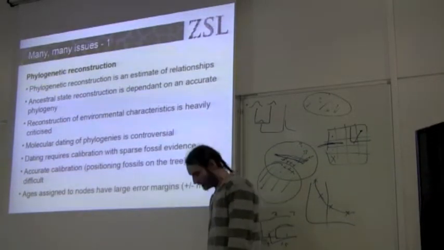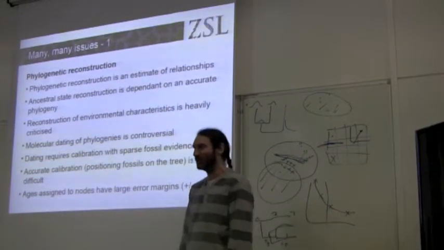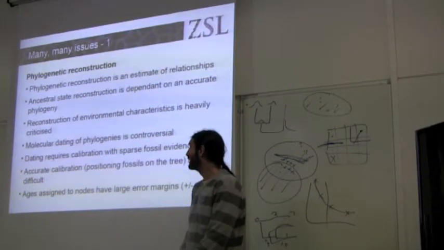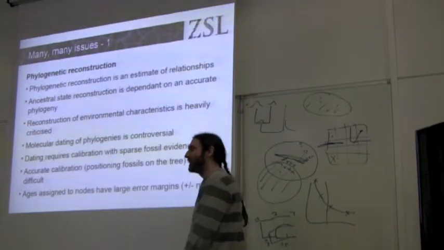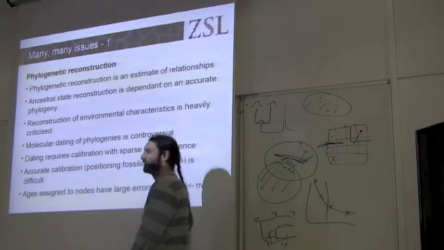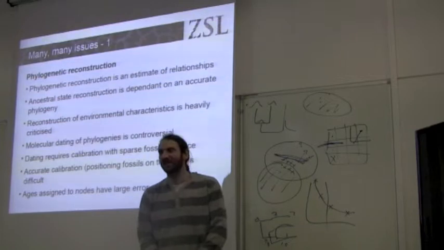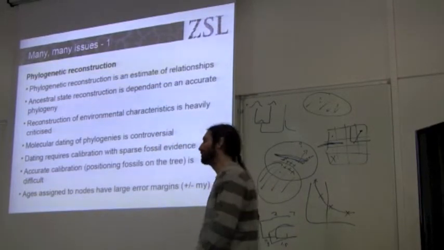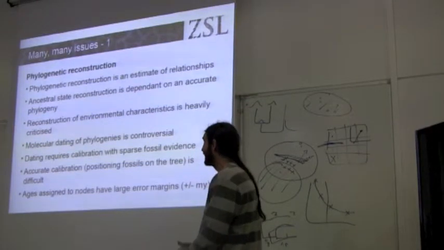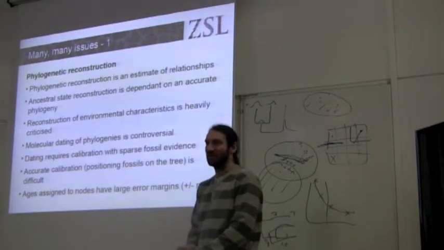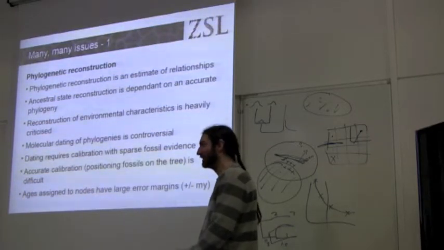Okay, so there are many, many, many issues that we have with this kind of modelling. Because we're combining a whole bunch of different methodologies, each of these methodologies comes with its own set of caveats and things that we need to keep in mind when we're using them. Phylogenetic reconstruction, okay, is an estimate of relationships. It's not the real thing.